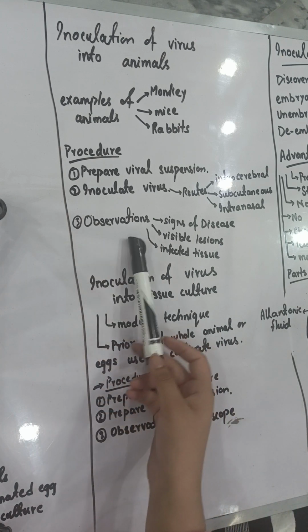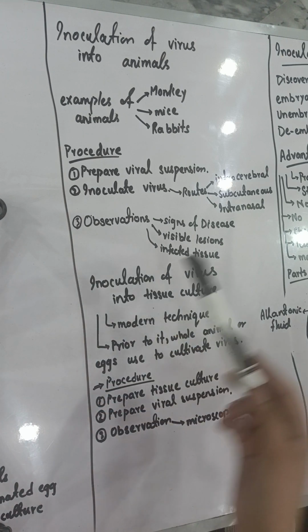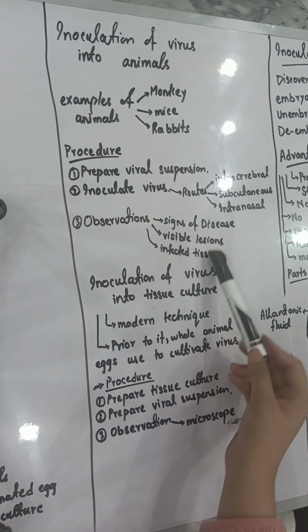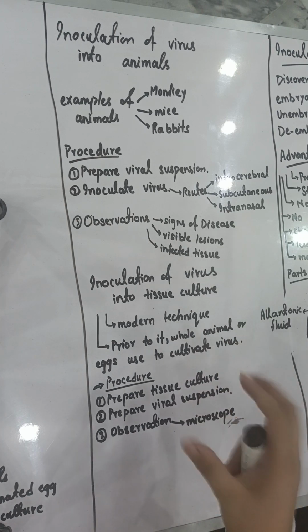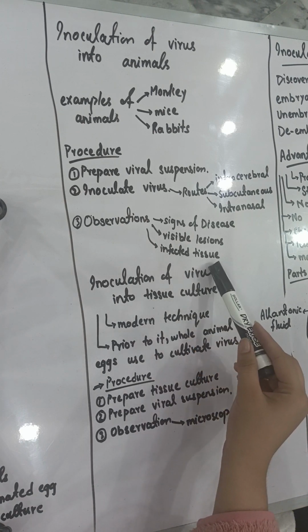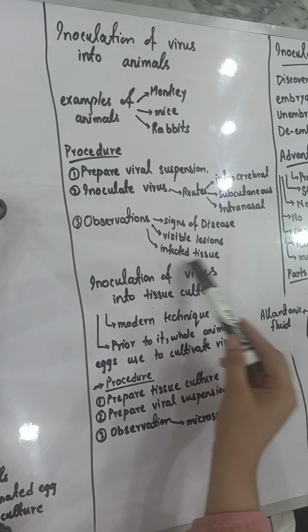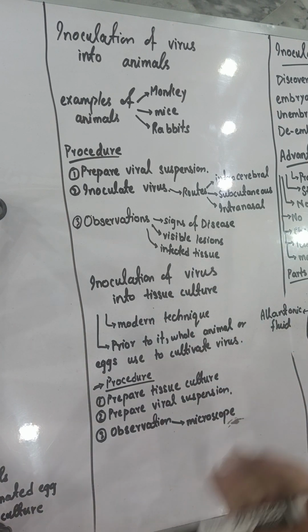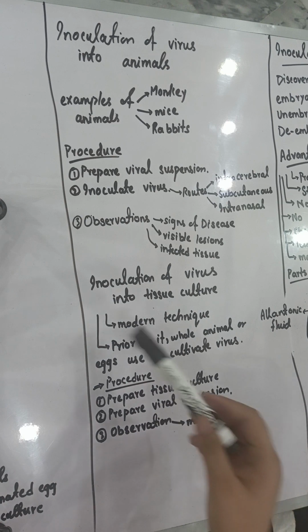Lastly you will observe the signs of disease which appear. You will observe visible lesions, visible pox appearing on the skin, and you will kill that particular animal and observe the infected tissue deeply.